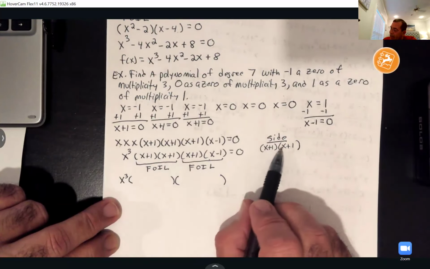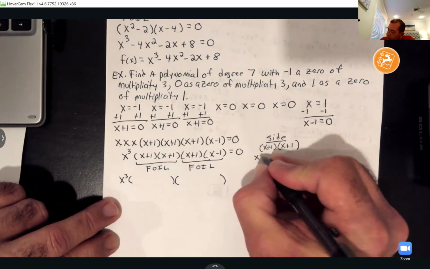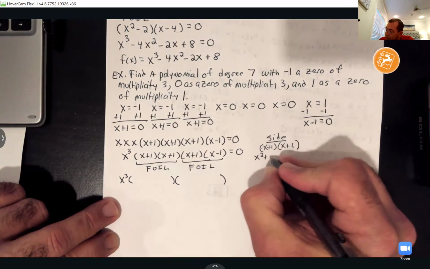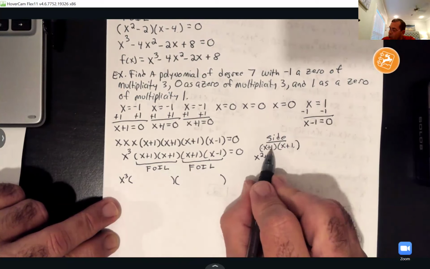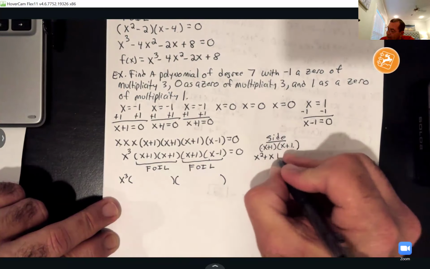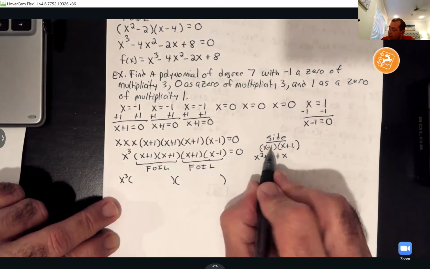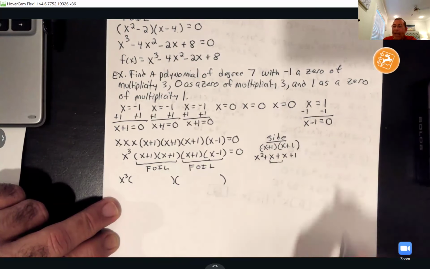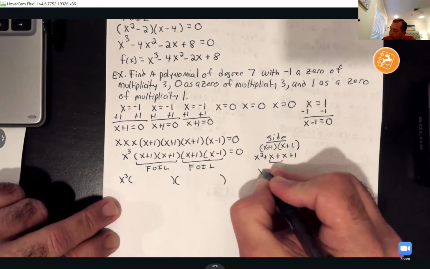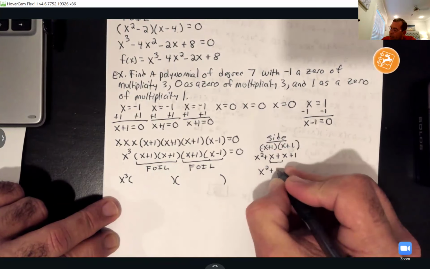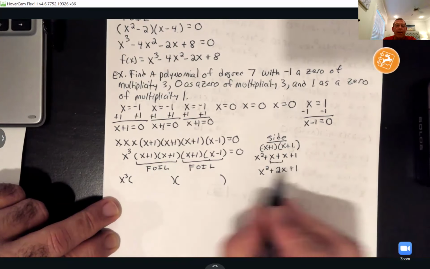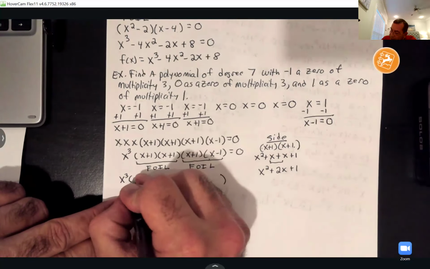So here we go. X times x is x squared. X times 1 is 1x. 1 times x is 1x. And then 1 times 1 is positive 1. I'm going to add my like terms so that I get an x squared plus 2x plus 1. I'm going to put that in my first parentheses.